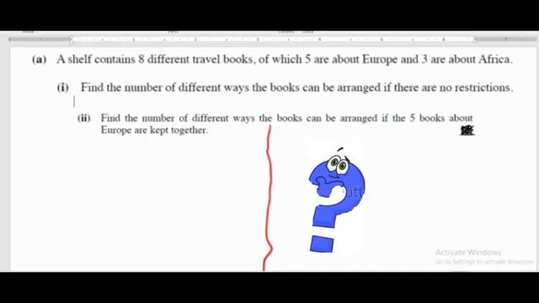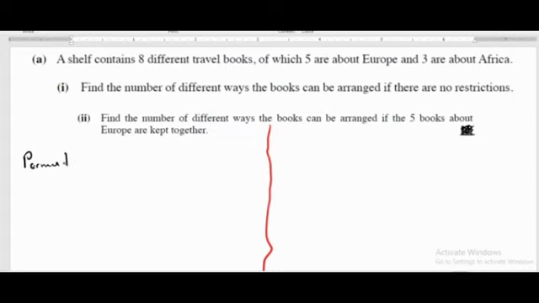Okay, this question is a question on combination and permutation. As a matter of fact, this particular question is on permutation. Permutation only talks about arrangement. So it talks about arrangement of books on a shelf.